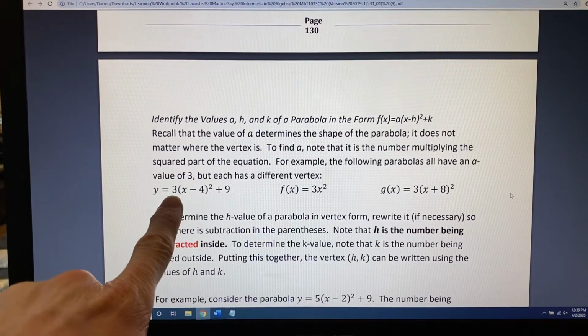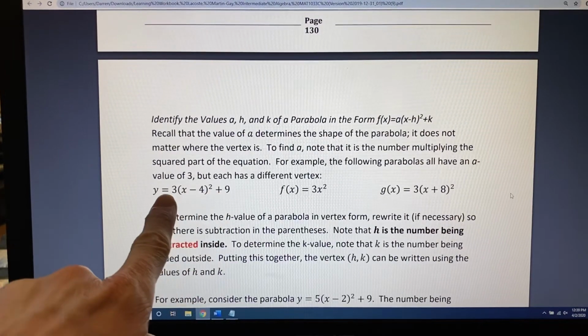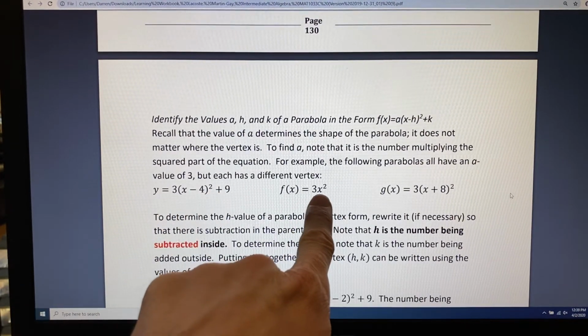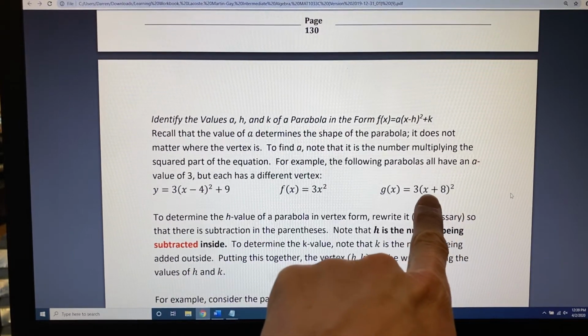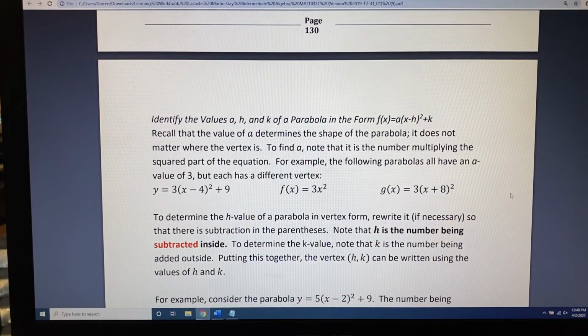The number multiplying the squared part is 3. All three of these parabolas have the same shape.